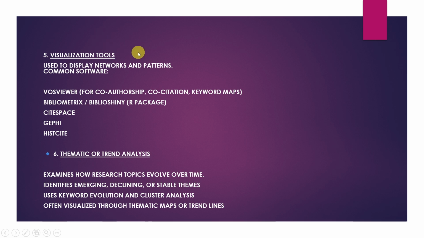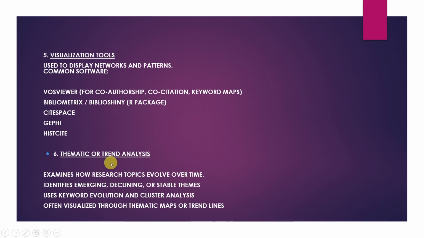Next, you have visualization tools. In bibliometric analysis, there are many different types of tools and software you can use for visualization purposes. For example, you have VOSviewer. It is a free software for co-authorship, co-citation, and keyword maps. Then you have Bibliometrix and Biblioshiny, an R language package widely used in the research field. Then you have CiteSpace, also one of the software. Then you have Gephi, a software, and HistCite is also there, but very less used in bibliometric analysis.